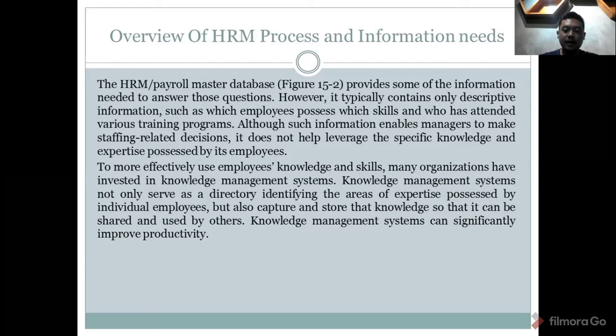Although such information enables managers to make staffing related decisions, it doesn't help reference the specific knowledge and expertise possessed by its employees. To more effectively use employees' knowledge and skill, many organizations have invested in knowledge management systems. Knowledge management systems not only serve as a directory identifying the areas of expertise possessed by individual employees, but also capture and store that knowledge so that it can be shared and used by others. Knowledge management systems can significantly improve productivity.